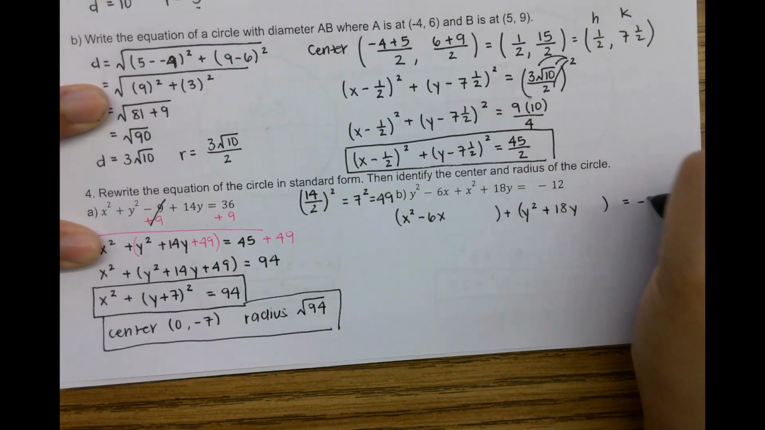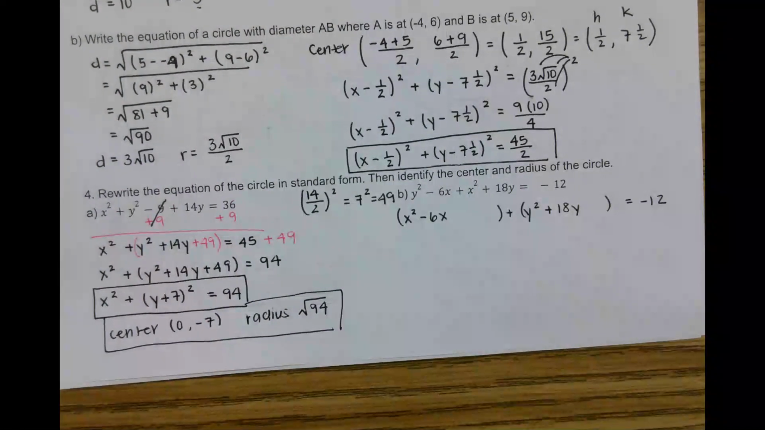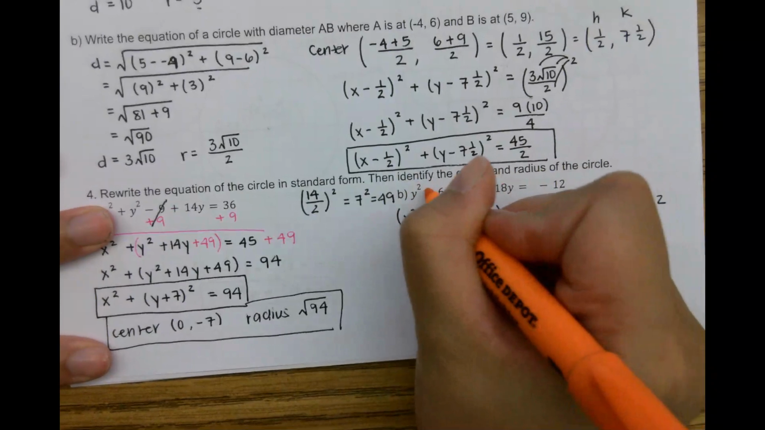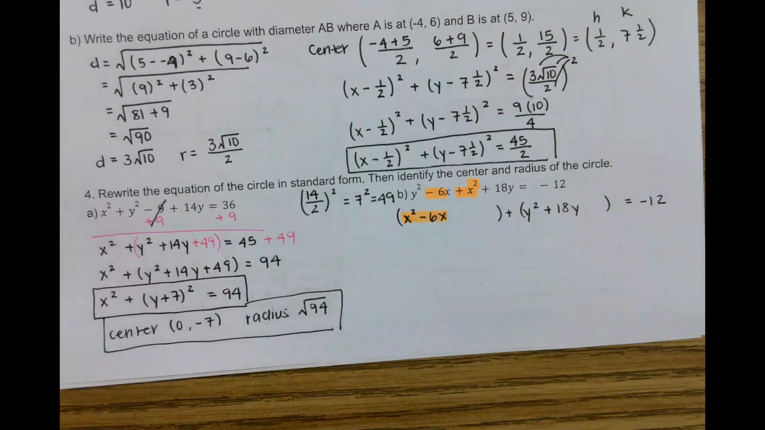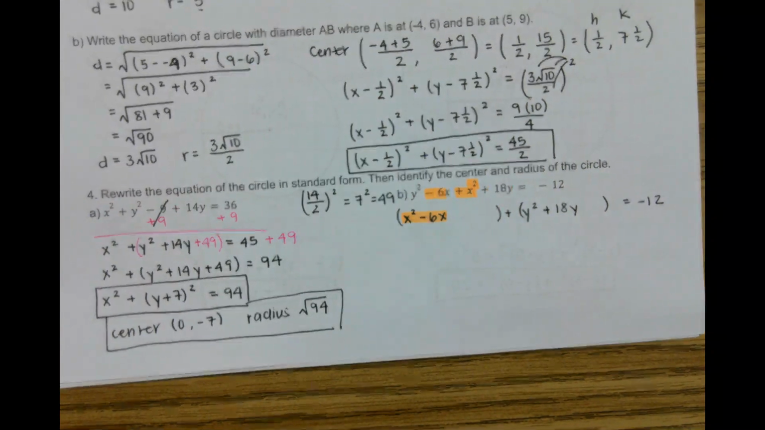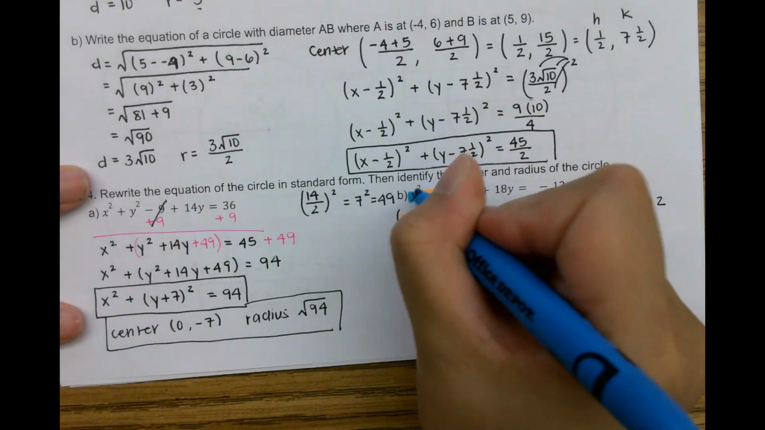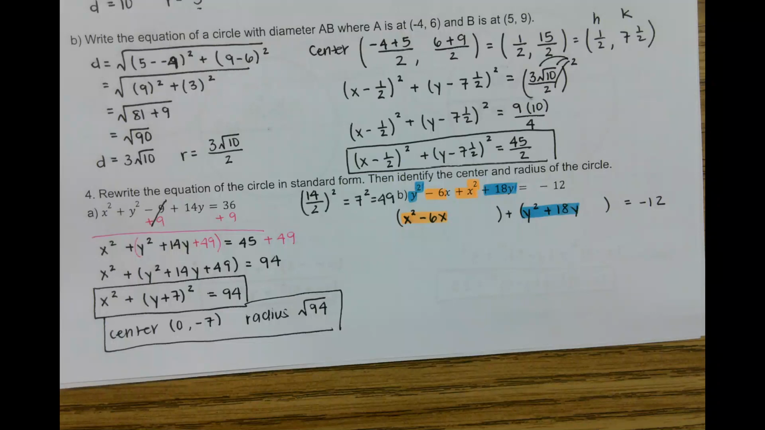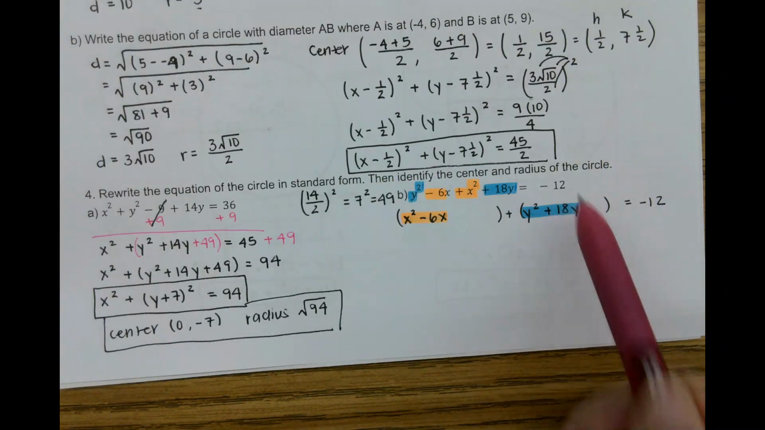Equals negative 12. If you're wondering what Miss Ng did, all I did is I took my x's and put them together, and then I took my y's and put them together. That way it makes it easier to find what b is and complete the square. And then my constants are already all on the same side.